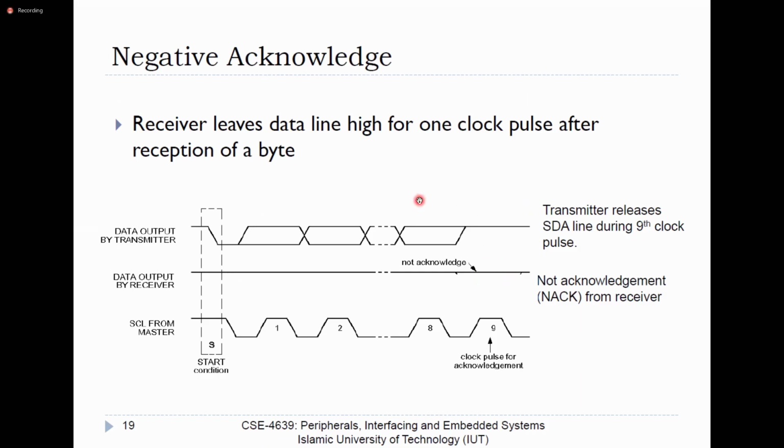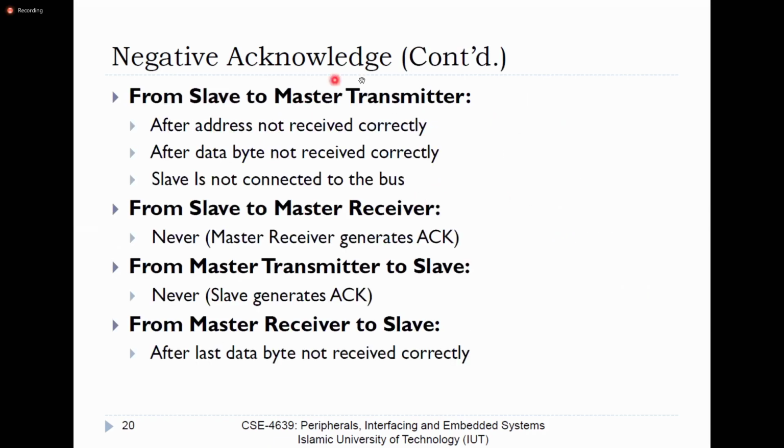So that's the simple thing, and these are the possibilities: a negative acknowledgement can be sent from slave to master and from master receiver to slave. These two never happen. A negative acknowledgement is sent when the address is not received correctly, when a data byte is not received correctly, if the slave is not connected to the bus, and also when the last data byte is not received correctly, in which case the master receiver sends a negative acknowledgement.